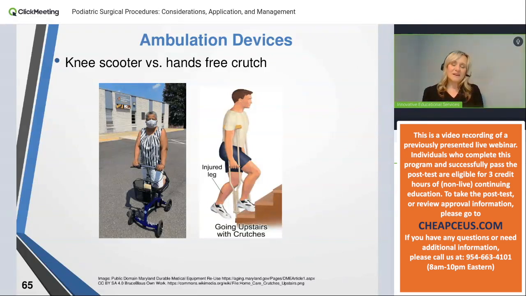And they asked them, did you fall? Very simple question. And believe it or not, 25% admitted falling 1 to 5 times during their use. That's what they admitted. So I think we can assume it might be a little more than that.